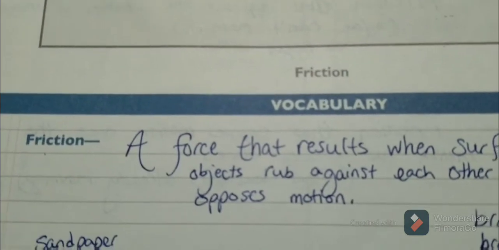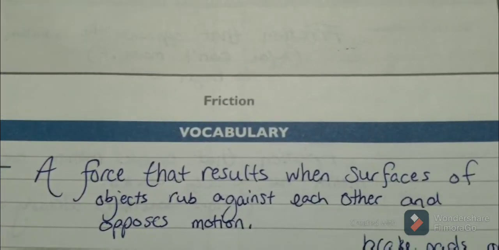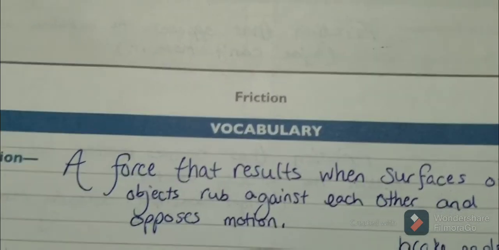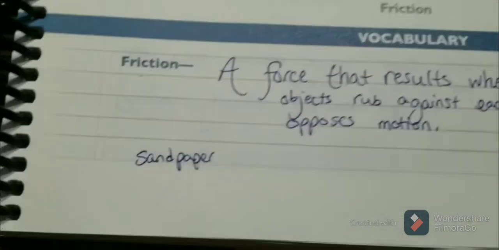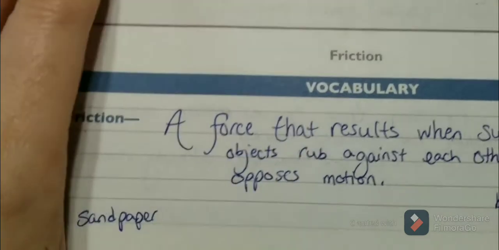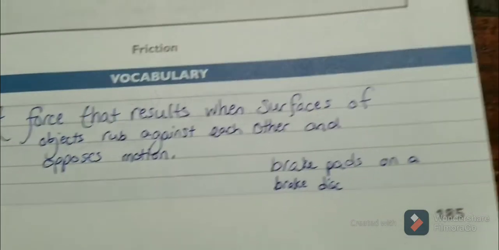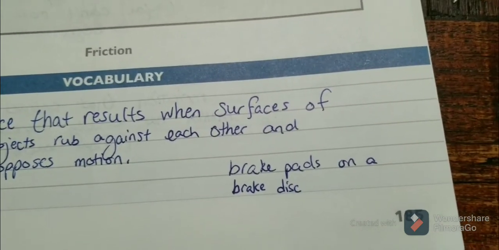Friction. What is friction? A force that results when surfaces of objects rub against each other and oppose motion. A couple of examples would be sandpaper and brake pads on a brake disc, which I was like, oh, I know how this works.